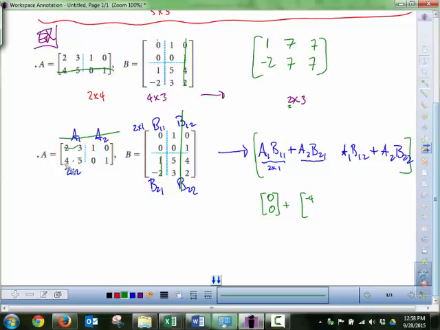And then I go down to the next one. 4 times 1, and then 5 times negative 2. So 1 minus 10, 9. Uh-oh, that doesn't look right. I'm doing 8, 2. Oh, yeah, sorry. Messed that one up.